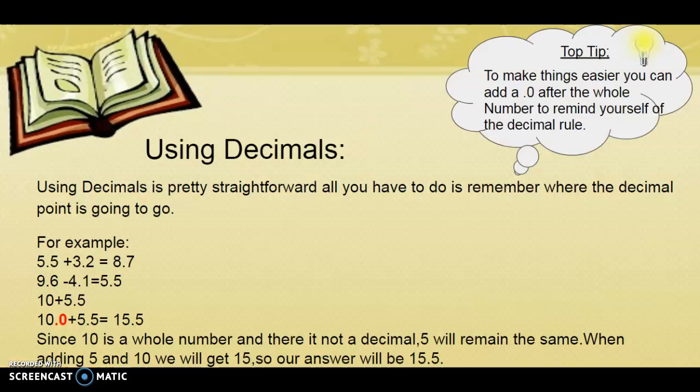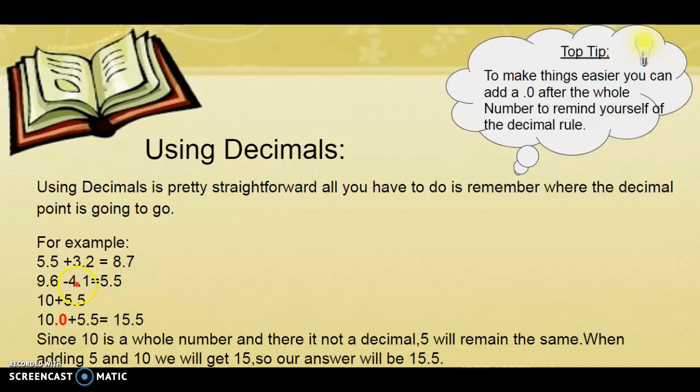How to work out the decimals? Using decimals is pretty straightforward. All you have to do is remember where the decimal point is going to go. For example, if we have 5.5 add 3.2. First of all, we have to add our tenths. As I told you earlier, the first number after the decimal point is tenths. So 5 add 2 equals 7, then our decimal point, and then our whole numbers, integers. 5 add 3 equals 8.